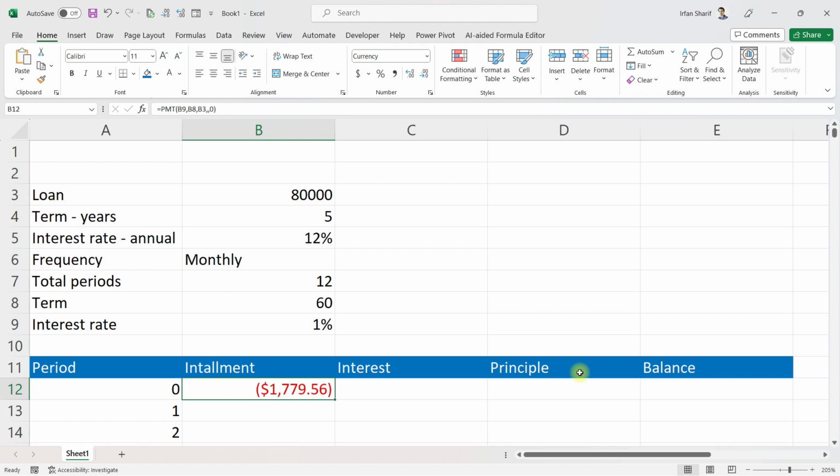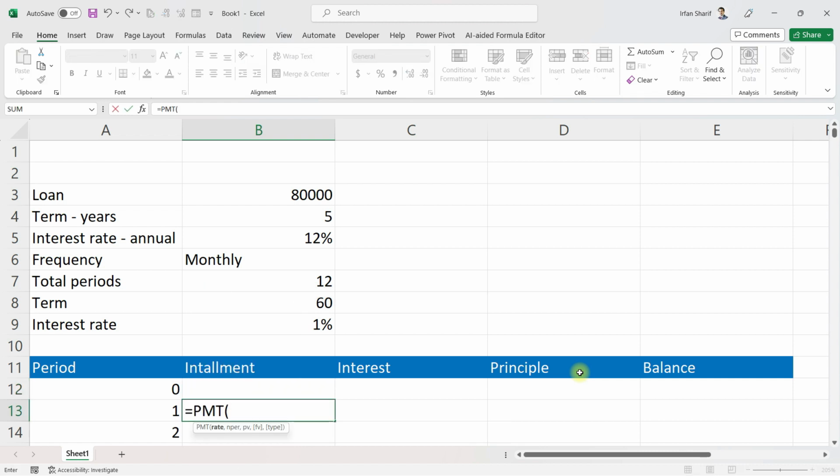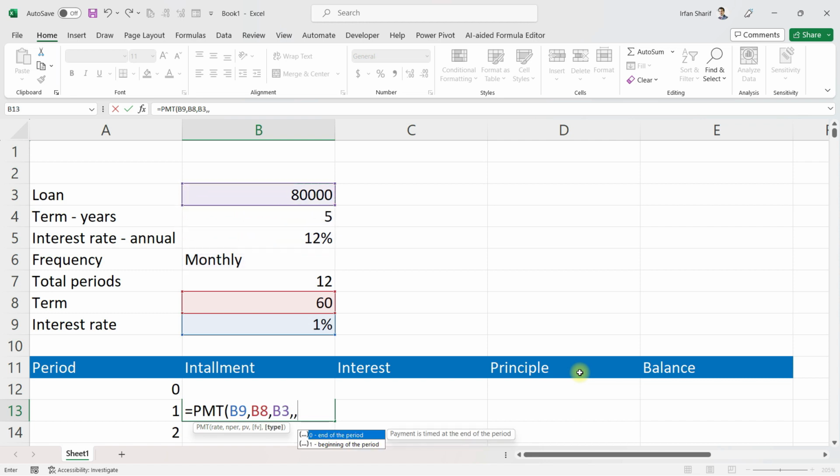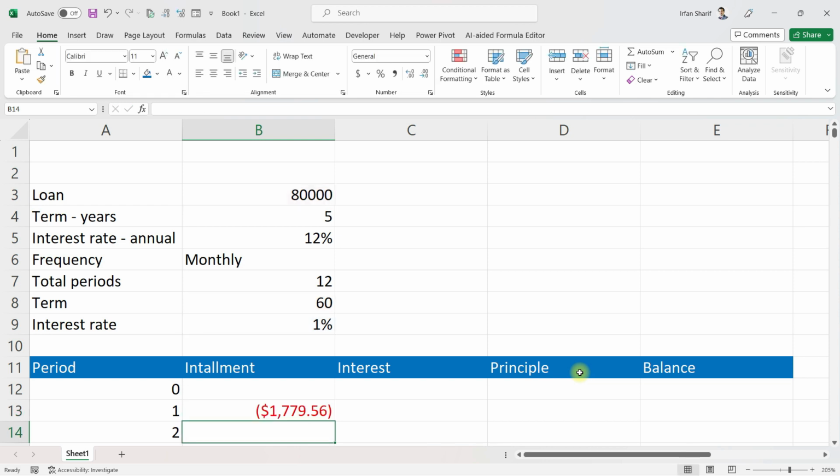Now please keep in mind that there is no installment at period 0, so we just have to delete it from period 0 and do that again for period 1. Good that we will be able to repeat it one time. So I'm going to delete it from here and I will say equals PMT function, the rate is 1% and the number of periods is 60 and the present value is 80,000, no future value, and this is going to be the end of the period, and close the bracket, and you have the answer here.